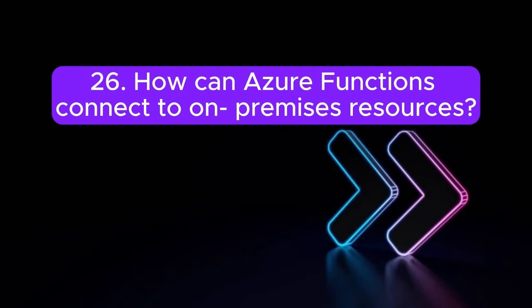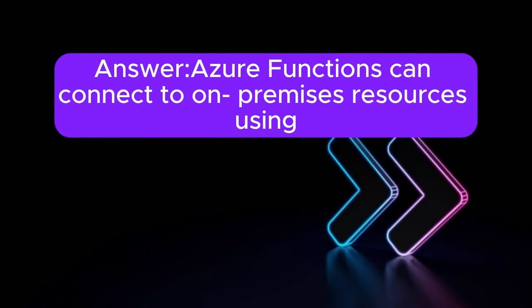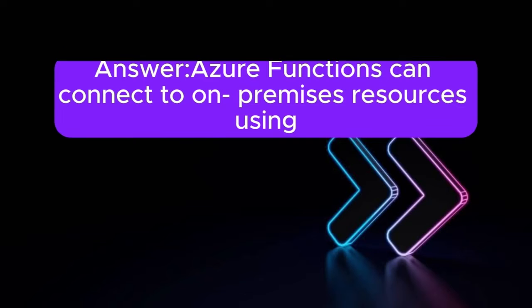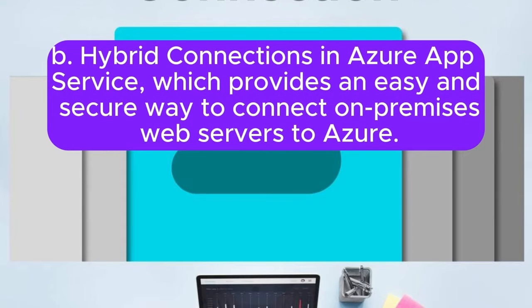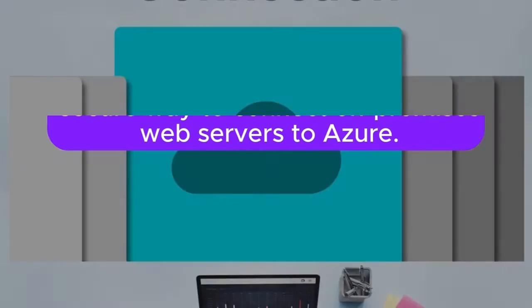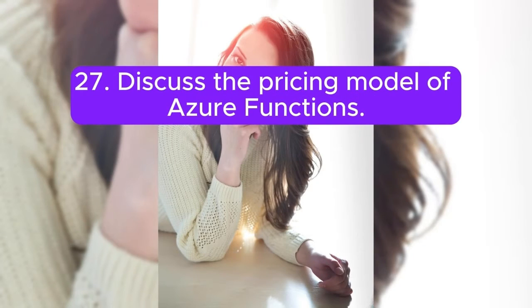26. How can Azure Functions connect to on-premises resources? Answer. Azure Functions can connect to on-premises resources using A. Azure Relay, which allows securely exposing on-premises services to the cloud. B. Hybrid Connections in Azure App Service, which provides an easy and secure way to connect on-premises web servers to Azure.